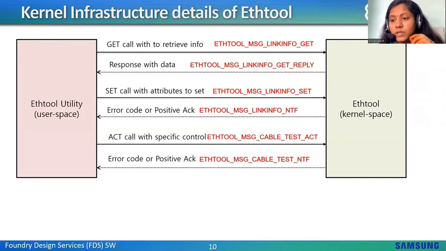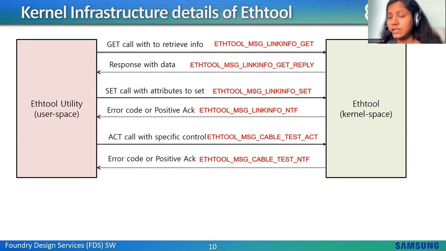If the data has to be modified, that can be done by passing a set request with the corresponding attributes which we have to modify. Replies to most of the set commands will be an error code, and if the kernel provides any additional data, it is sent in the form of a reply. In most cases, a set command needs sudo permission to apply the changes. We most commonly use get and set category requests. Action is used in case the user wants to perform any specific action.